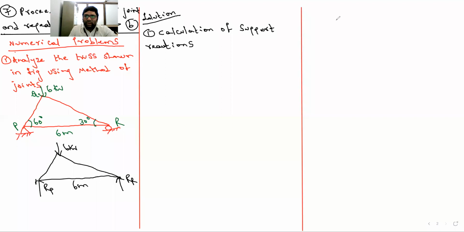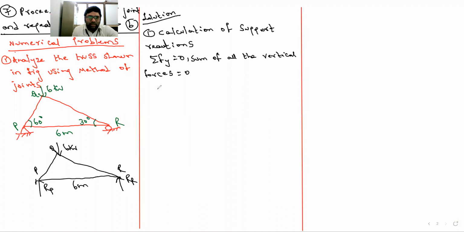Which equation of equilibrium condition do we need to use now to get the reactions? This is joint P, this is joint R, and this is joint Q. So sigma Fy is equal to 0, that is, the sum of all the vertical forces is equal to 0.